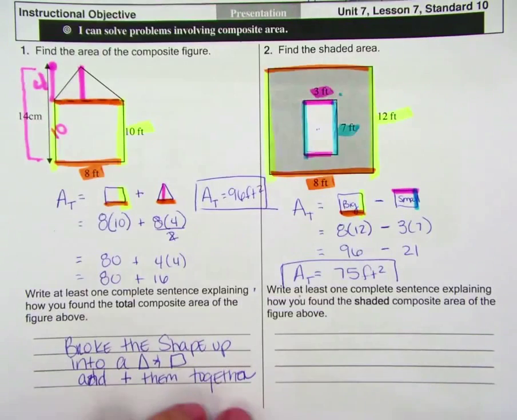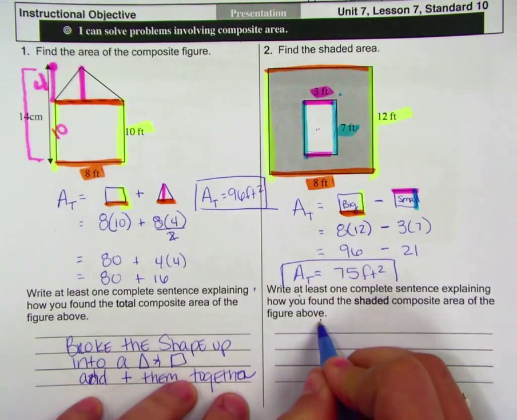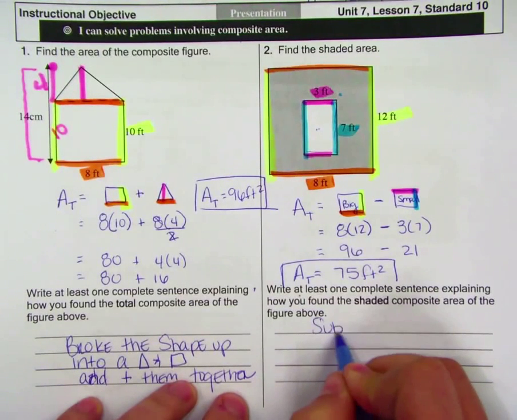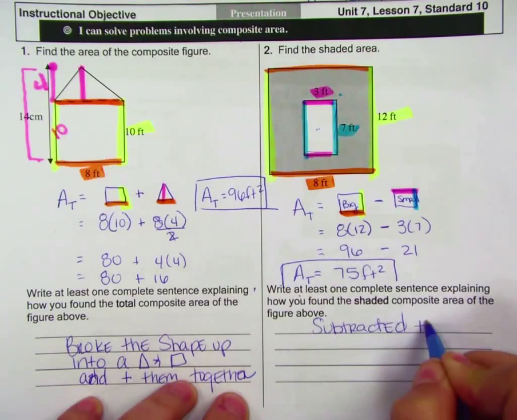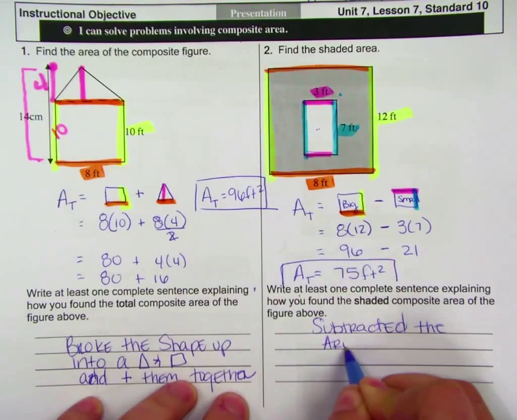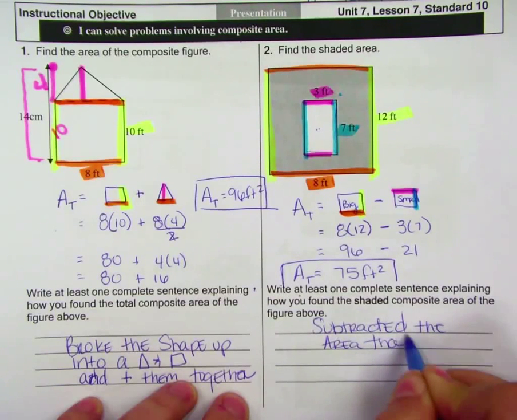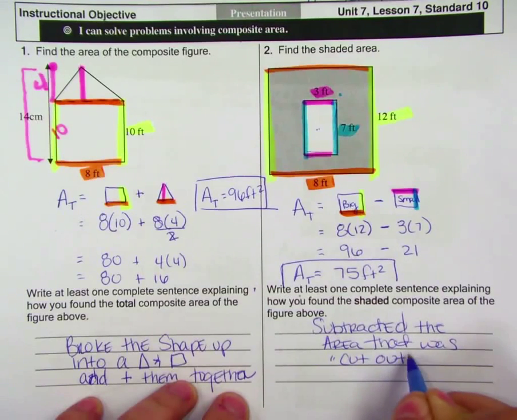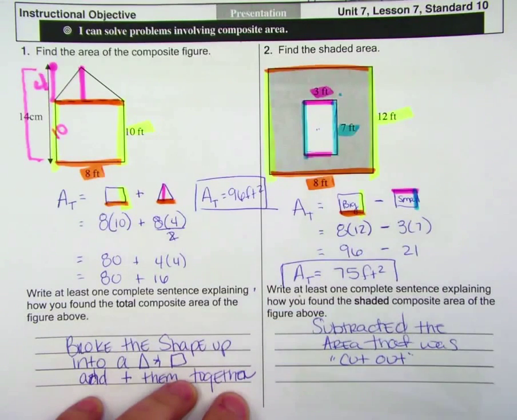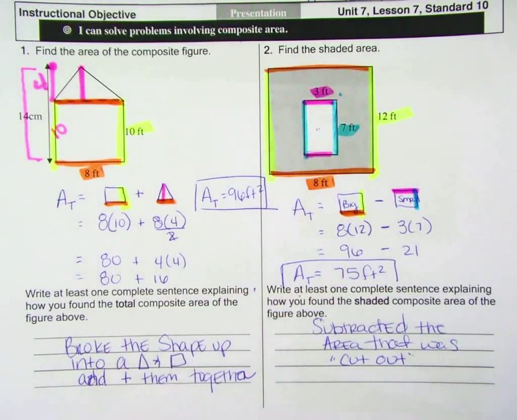So the technique that we used for this one is we subtracted the area that was quote-unquote cut out. Again, imagine you had scissors and you cut that piece out. Okay? So make sure you use the answer keys to see if the work that you're doing is right.